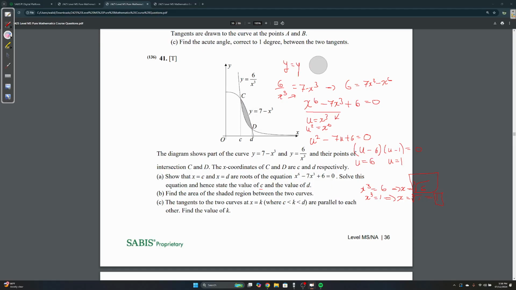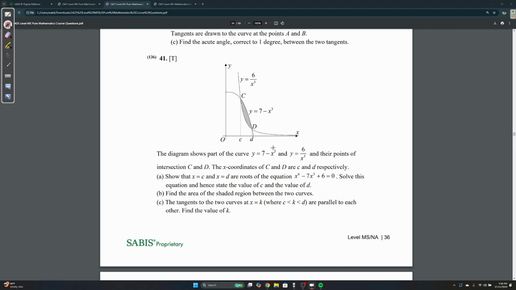Easy. Part A, it's not that hard. You just need to use U substitution. Maybe it's a new concept, but it happens. So c is 1 and d is the cube root of 6. Okay, find the area of the shaded region between the two curves.